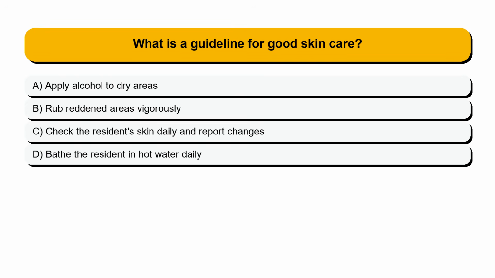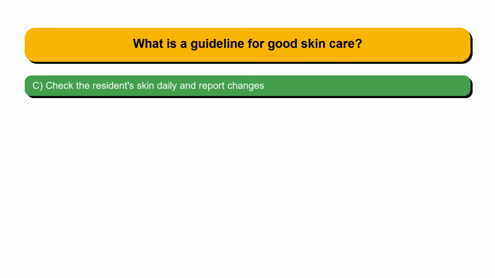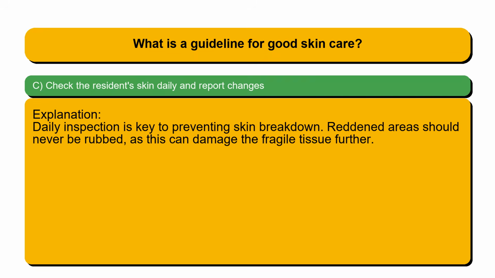Question 52. What is a guideline for good skin care? Option A. Apply alcohol to dry areas. Option B. Rub reddened areas vigorously. Option C. Check the resident's skin daily and report changes. Option D. Bathe the resident in hot water daily. The correct answer is option C. Check the resident's skin daily and report changes. Daily inspection is key to preventing skin breakdown. Reddened areas should never be rubbed, as this can damage the fragile tissue further.